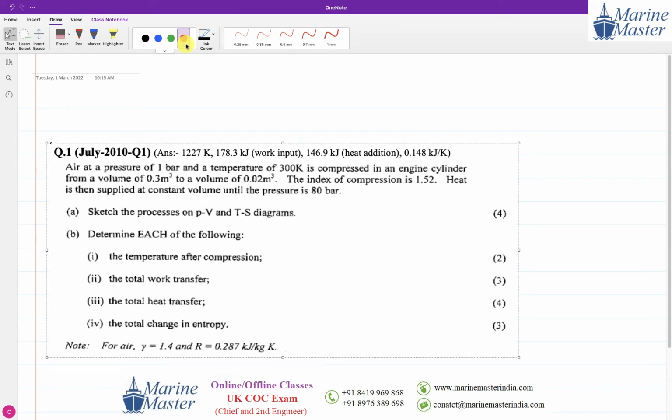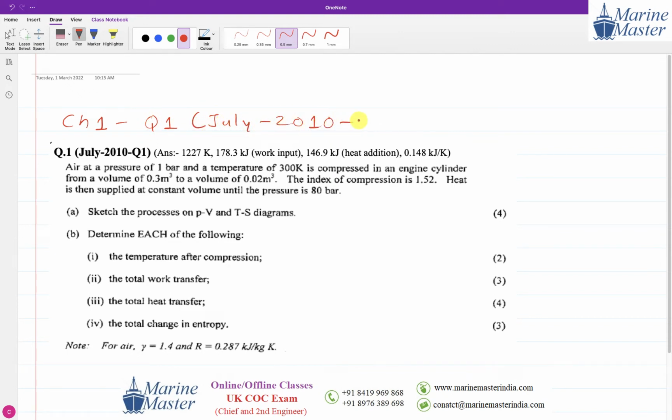Now we are going to study question 1 from our book, question 1 from chapter 1. So give the heading first of all: chapter 1, question 1. It is from the July 2010 exam, question 1. Before going further, everyone give this heading: chapter 1, question 1, July 2010 exam, question 1.